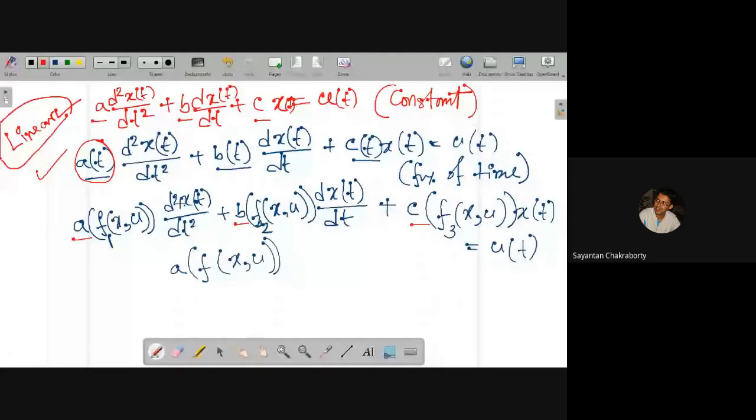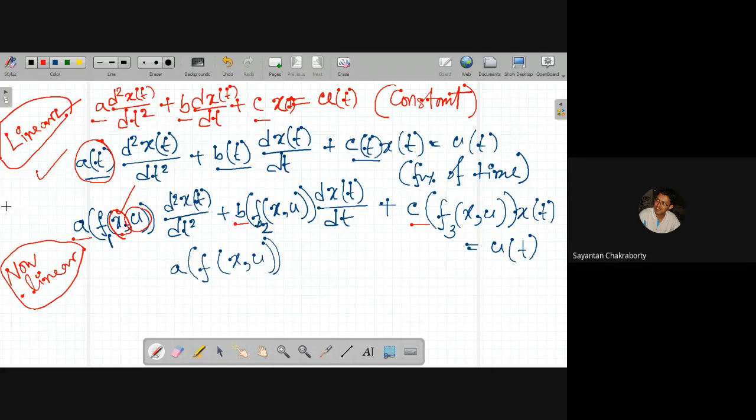But if the coefficients of the differential equation are functions of not only time, they are functions of, suppose, some other dependent variables. In this case, the dependent variable is the system variable output x. In this case, the system will be termed as a nonlinear system, because in this case, the system will not follow the principle of superposition. So this will be a nonlinear system, where the coefficients will be a function of a system variable or some dependent variable. But if the coefficients are functions of time only, then what you will get will be a linear system.